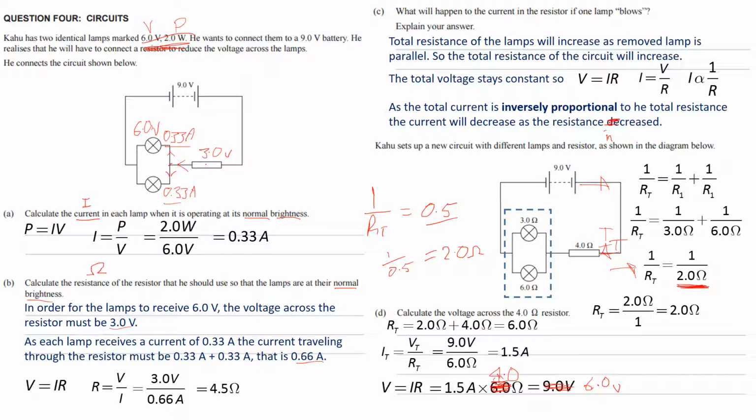Okay, so we're pretty happy with that. That makes sense. This is a different voltage than we had before, but that's because they have changed the circuit. Okay, so these use different lamps and a different resistor here, and we've got 6 volts, so we're pretty happy with that.